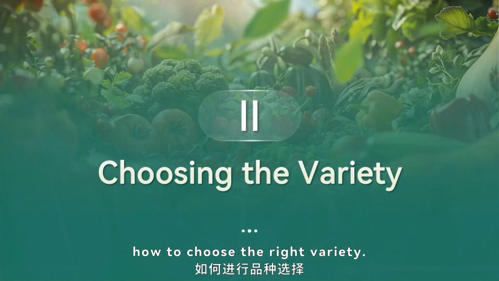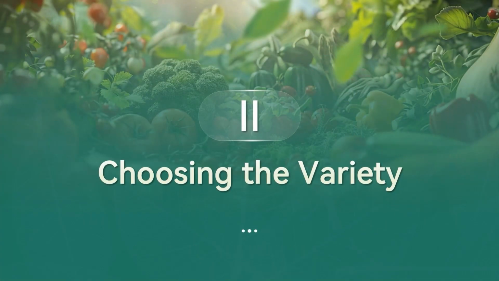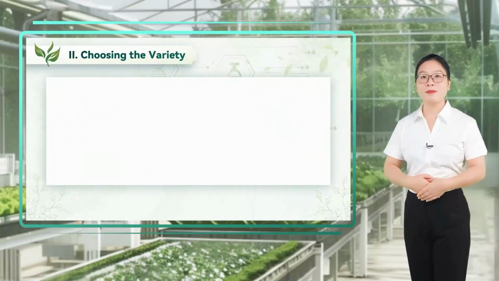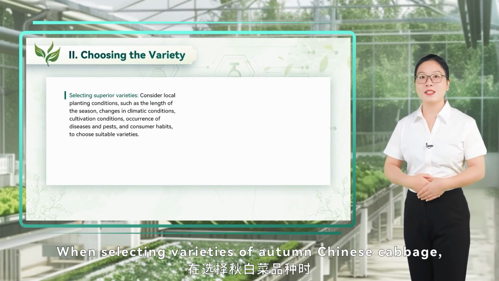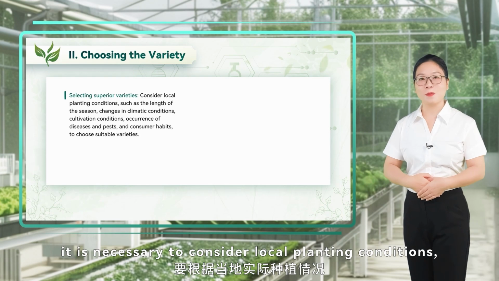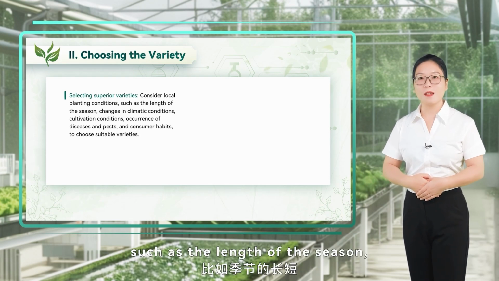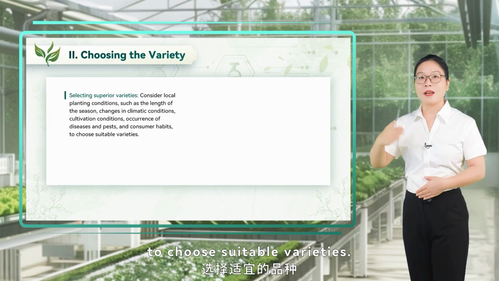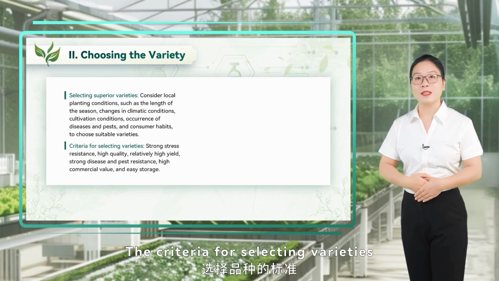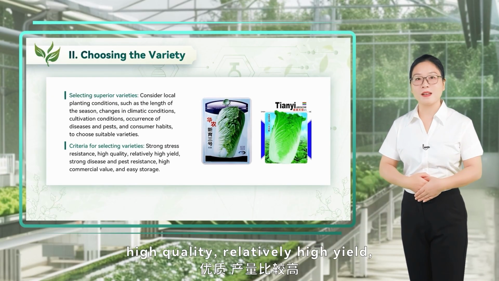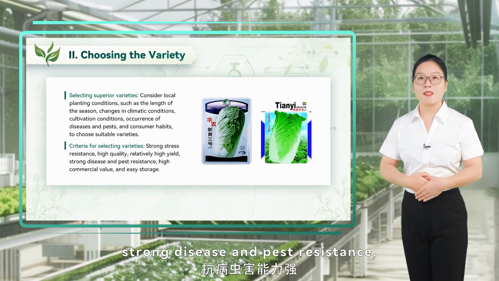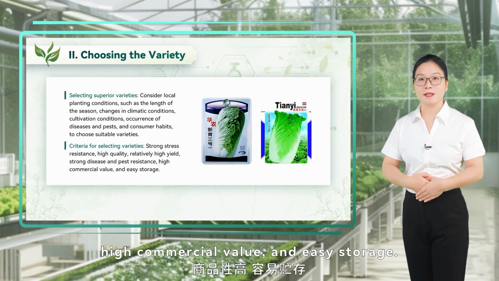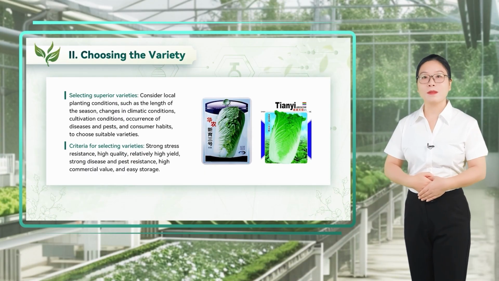Let's continue to learn how to choose the right variety. When selecting varieties of autumn Chinese cabbage, it is necessary to consider local planting conditions, such as the length of the season, changes in climatic conditions, cultivation conditions, occurrence of diseases and pests, and consumer habits, to choose suitable varieties. The criteria for selecting varieties are strong stress resistance, high quality, relatively high yield, strong disease and pest resistance, high commercial value, and easy storage. Generally, mid to late maturing varieties are preferred.